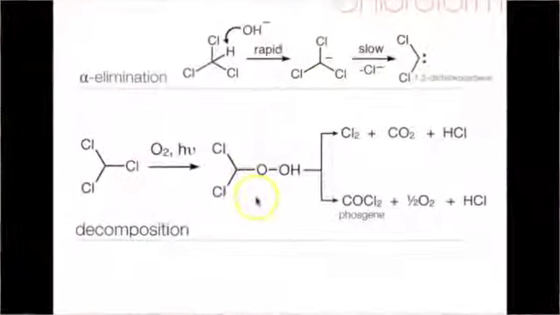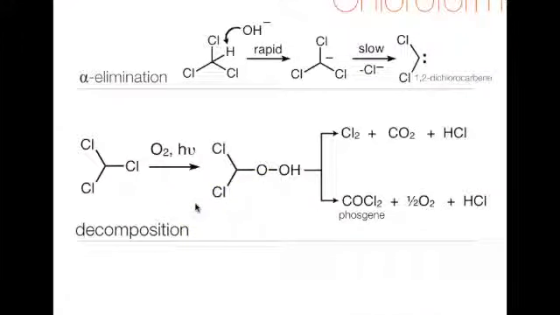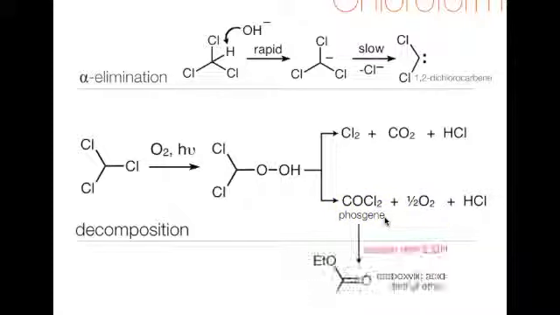Chloroform can also decompose further, under oxygen, under light. It can form peroxide. It has two pathways of decomposition. The first one forms chlorine gas, carbon dioxide and HCl. The other one forms phosgene, which is a very toxic gas. Fortunately, phosgene can be quenched with ethanol, to form this carboxylic acid diethyl ester.